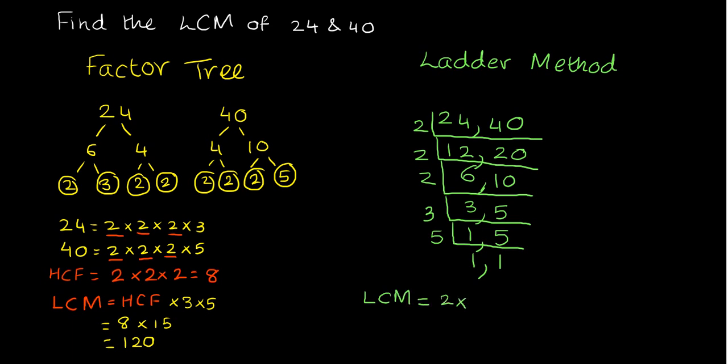2 times 2 times 2 times 3 times 5. 2 times 2 is 4, 4 times 2 is 8, times 3 is 24, times 5 is 120. There we go. So we get the same LCM both ways. Right, a few examples here. Try and practice as many questions as possible, as practice makes you, well, as close to perfection as possible.